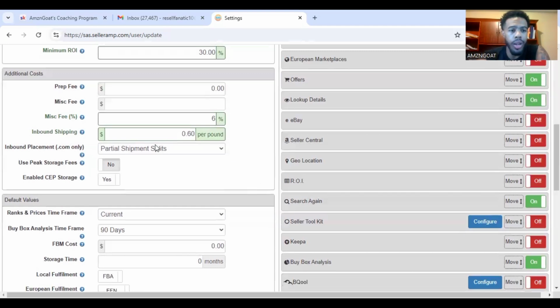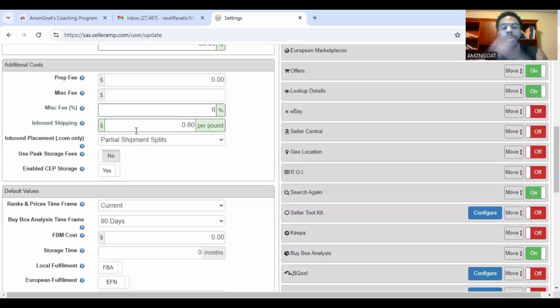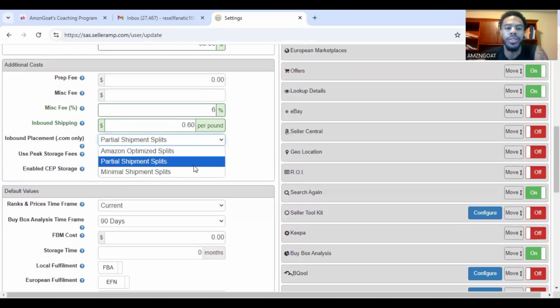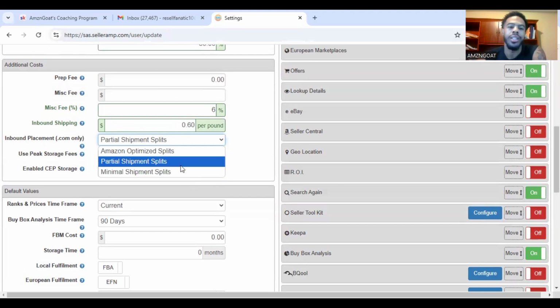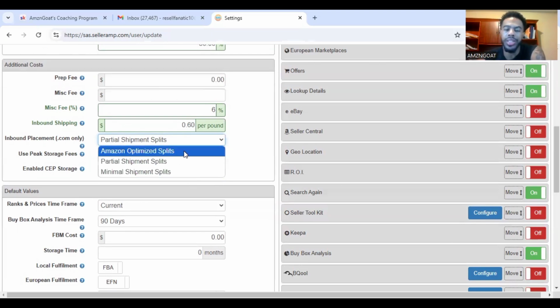So right here, we got inbound placement. I have partial shipment splits. So there's three different options. Usually, when you send FBA shipments, you'll have one of the two options right here, partial or minimal, pop up as available options. The Amazon optimized splits option is actually the most cost-effective option, but it's also one that requires you to do a little bit extra, right?